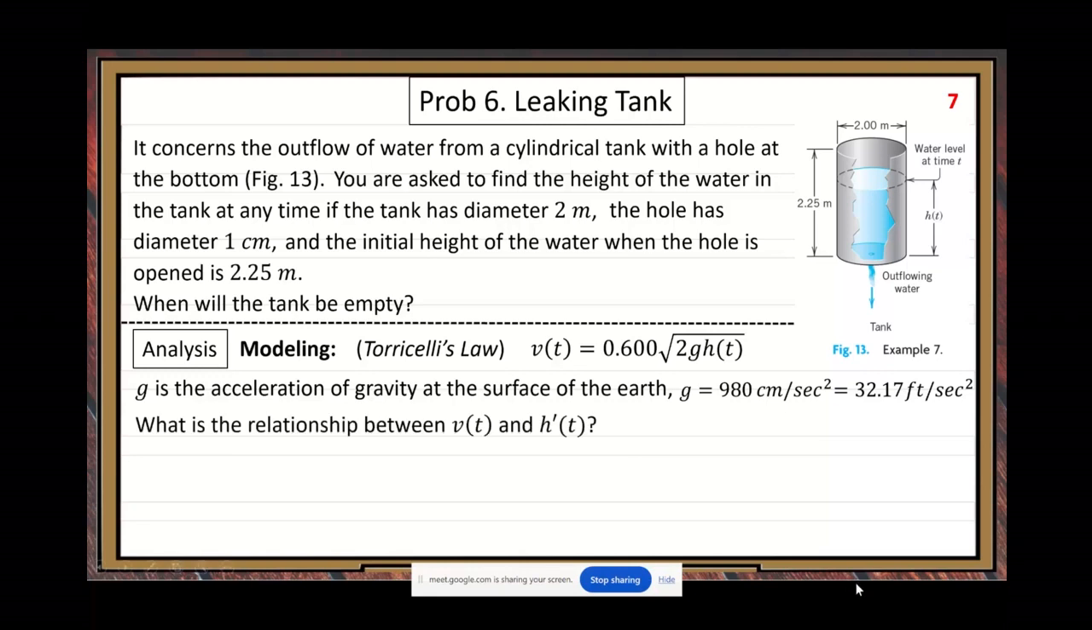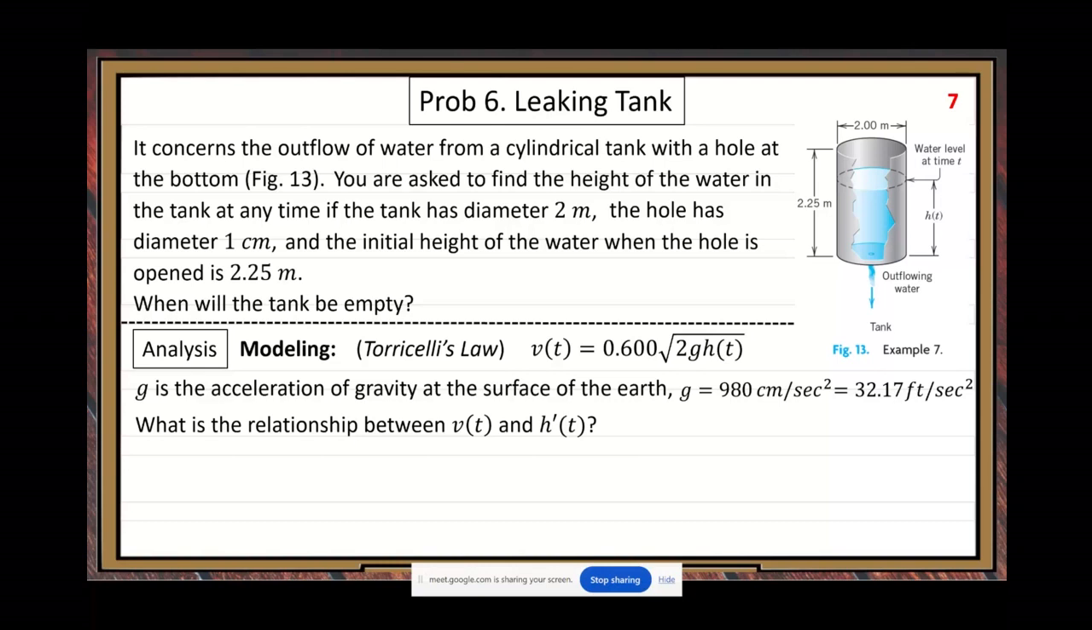What is the relationship between v of t and h prime of t? So here is the key. In this modeling step, from Torricelli's law, you have an equation between the velocity function and the height function, two different functions. So we cannot solve it. In one equation, we have two different functions. So we want to find the relation between the velocity and h prime, the derivative of h. If we can find it, then we can get rid of the velocity, right?